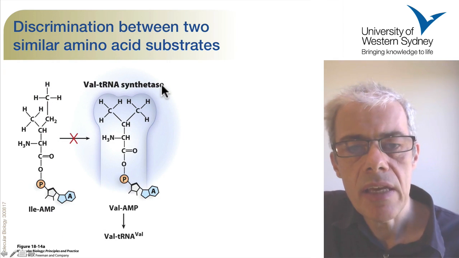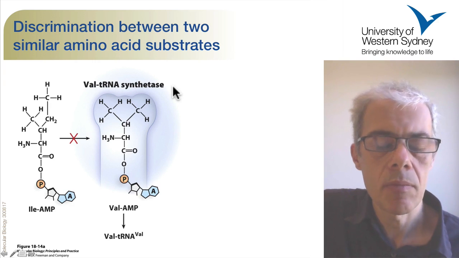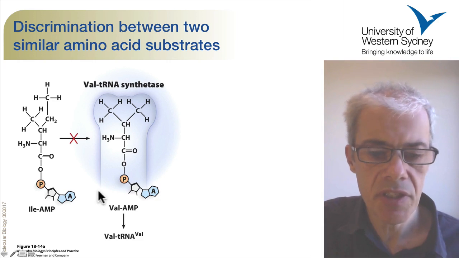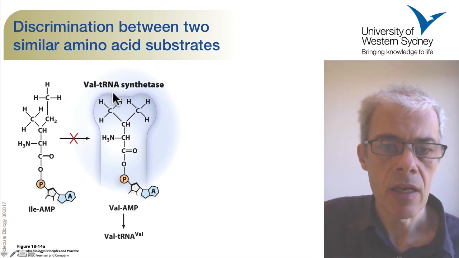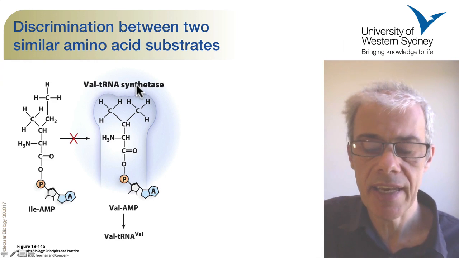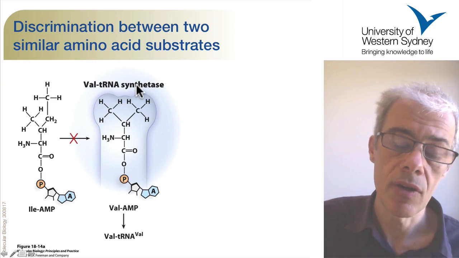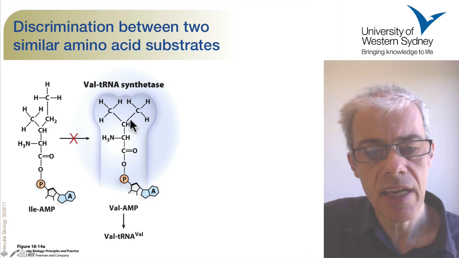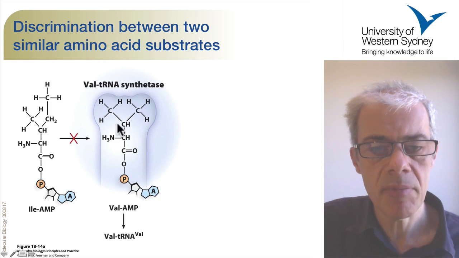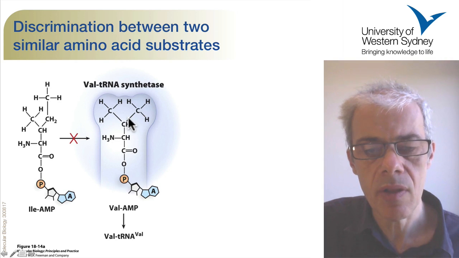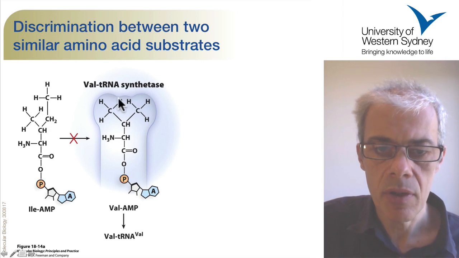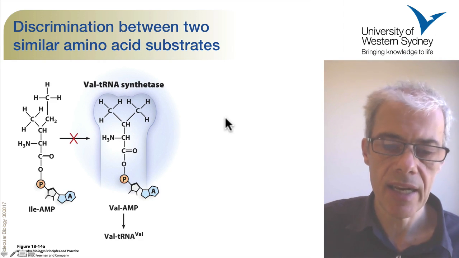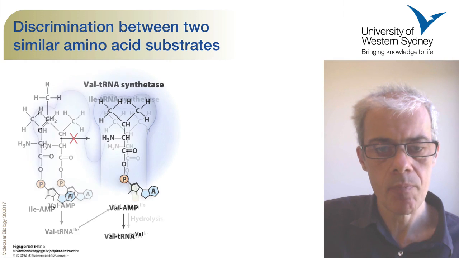Now, within the synthetase, there's a bit of error checking that occurs. So for amino acids that are similar, such as isoleucine and valine, which are quite similar in structure, the valine tRNA synthetase has to be able to distinguish between similar structural amino acids. So in this case, the valine synthetase has a small pocket that binds the amino acid, that cannot fit the isoleucine. So the small pocket can't accommodate an isoleucine, it can accommodate a valine, and therefore it can then attach that amino acid to the transfer RNA.